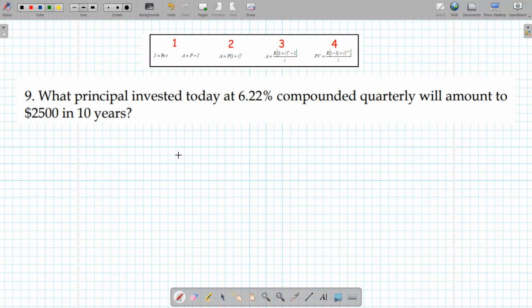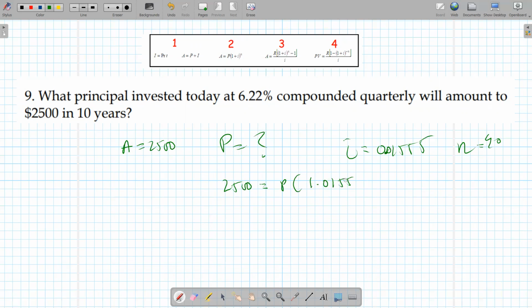2. That's right. So what do we know? A is 2,500. P is the unknown. I is 0.0155. N is 40. So we have 2,500 is equal to P times 1.0155 to the power of 40. Tell me what P is.